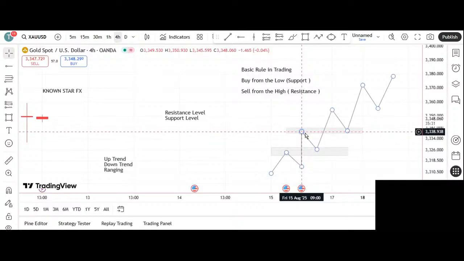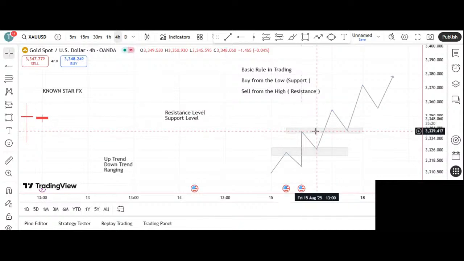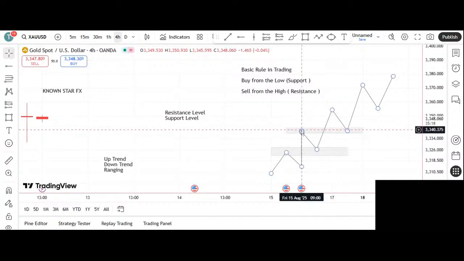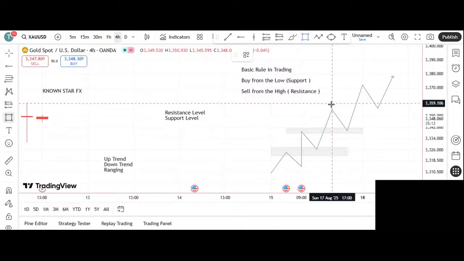At this point, this high that the market created here automatically becomes a resistance. At the point where the market breaks this resistance to the top side and comes back to retest this level, this resistance level automatically turns into support. Very, very simple to understand.